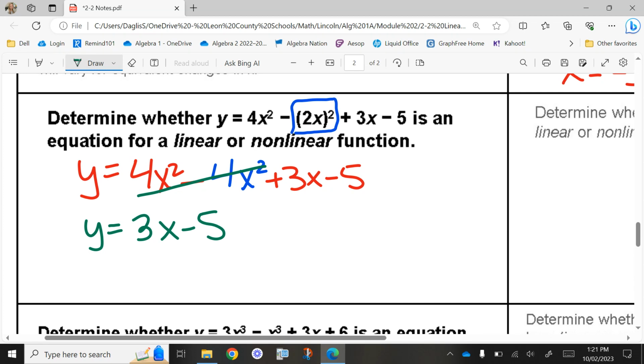To make it standard form, you want your x and y on the same side. With the rearranging of formulas from last chapter, we would just subtract the 3x over to move it here. So our standard form would be negative 3x plus y equals negative 5. These both show a line, so this is linear.